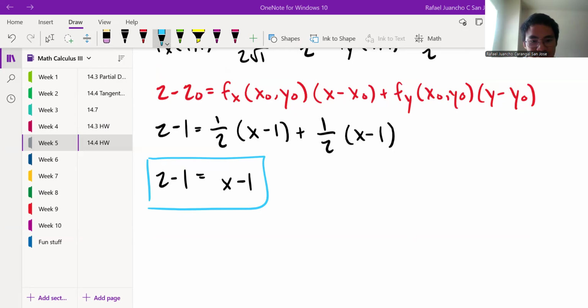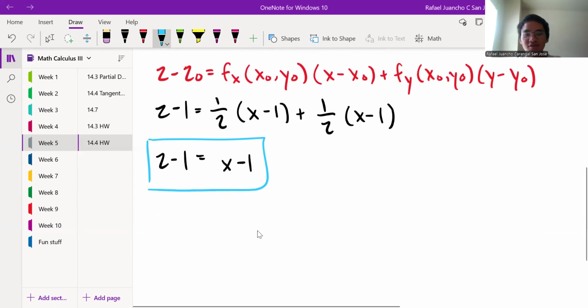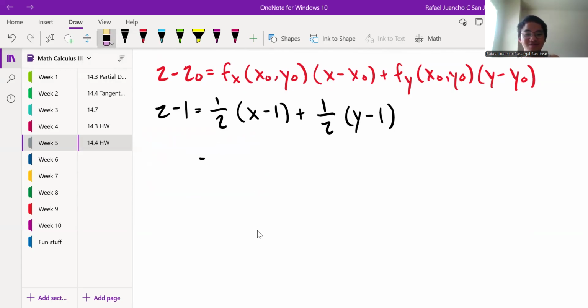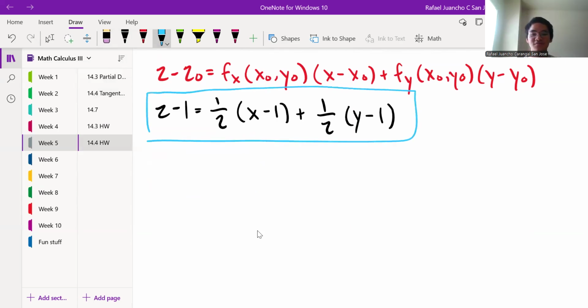Oh, shoot. I almost messed up. This was supposed to be a y. Okay. See, that's how I know I was gonna mess up. God, this is why I don't want to simplify. Okay, we're good with this. I'm not gonna do anything anymore. So z minus 1 is 1/2 of x minus 1. We're gonna add 1/2 of y minus 1. And then we're done, right?